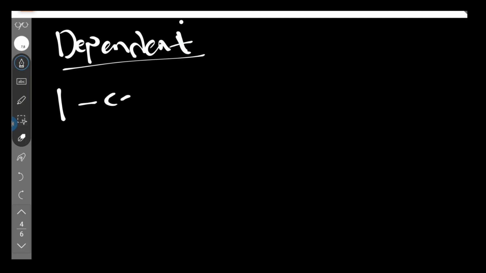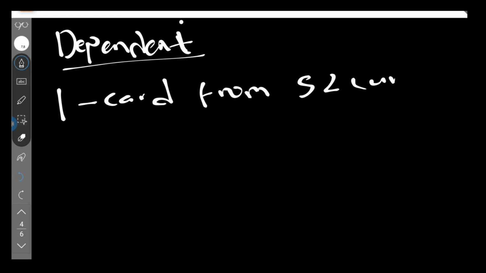Now, let's look at dependent events. Let's say you draw one card from a deck of 52 cards, and that card is red.